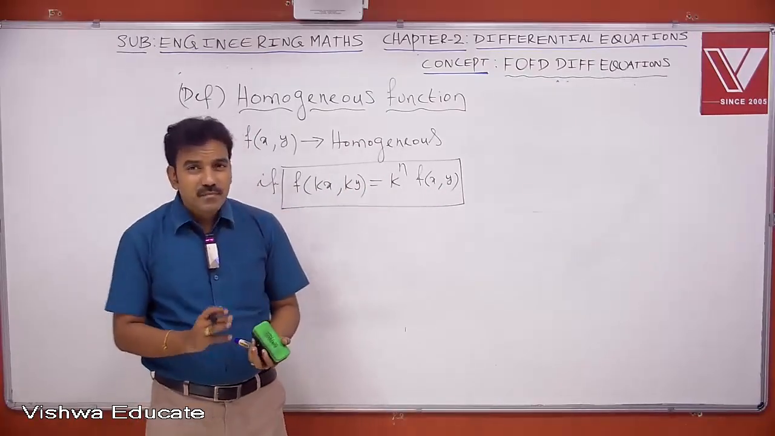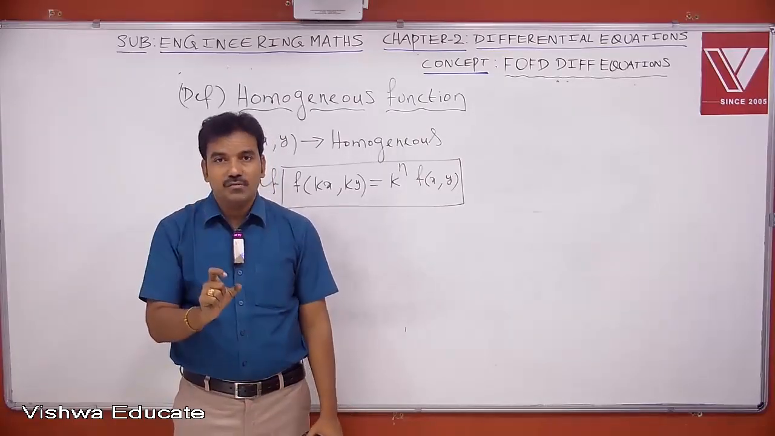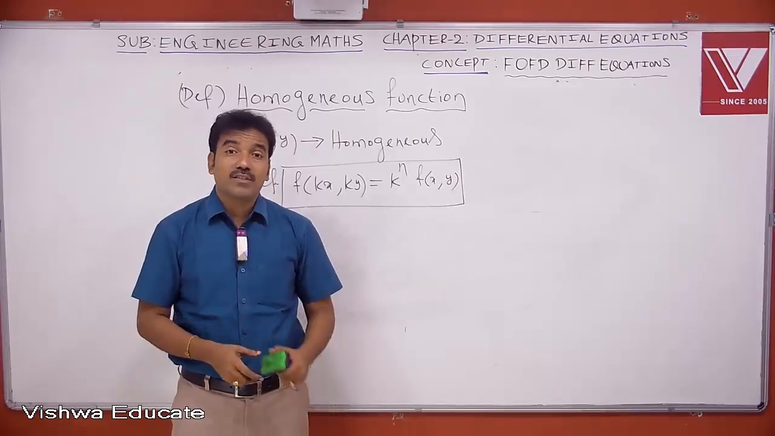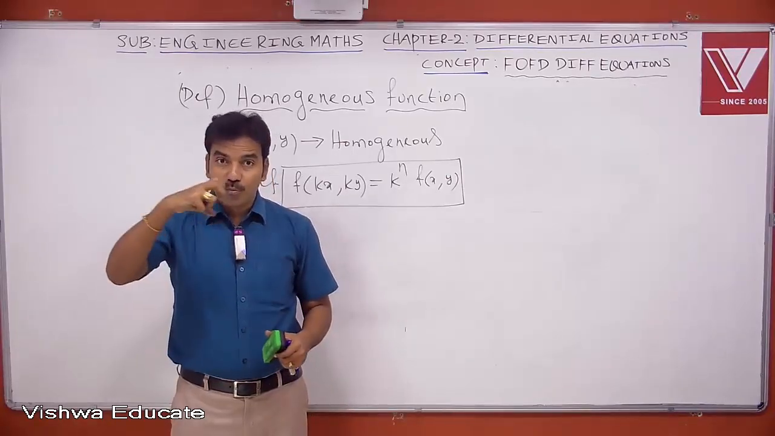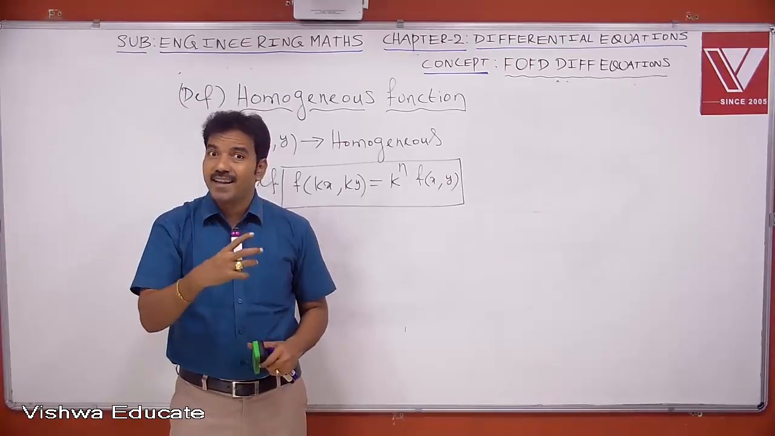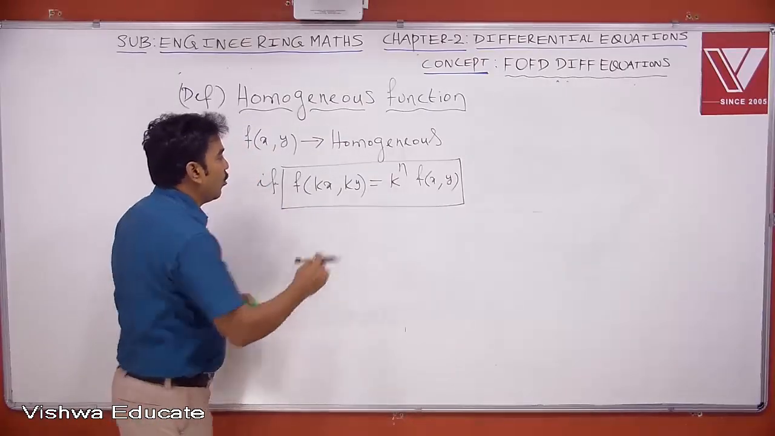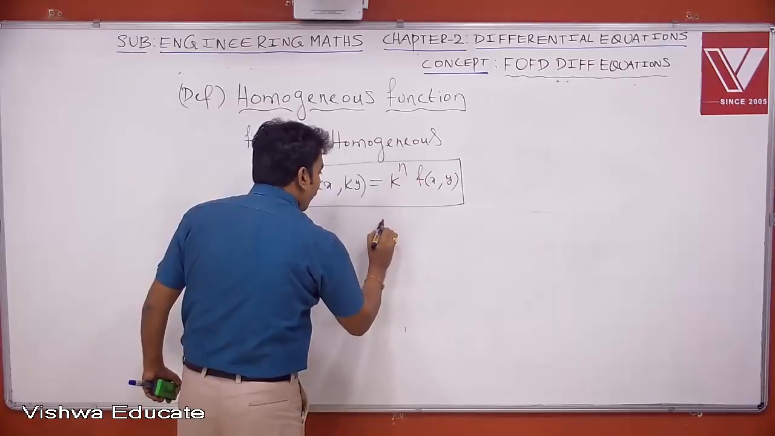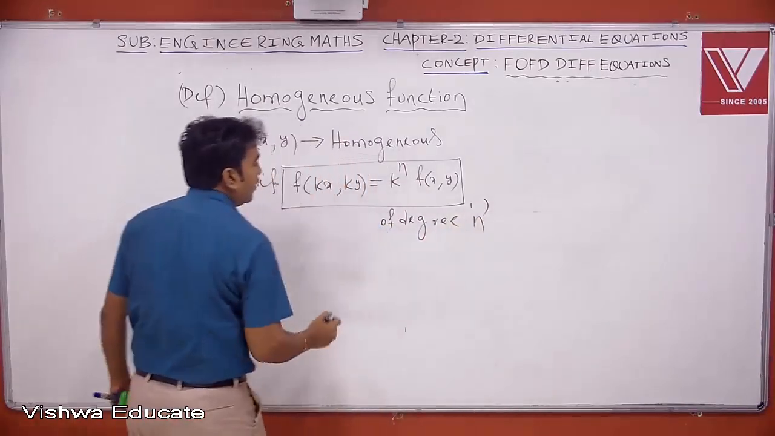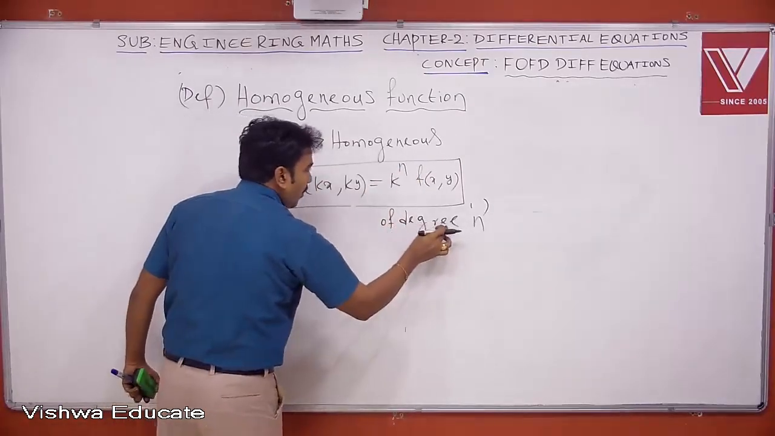Let me tell you why we got the name homogeneous. Generally, homogeneous means the same powers. But to get a homogeneous function, it is not necessary that the powers of x and powers of y are the same. When you group them, the powers of x and y indirectly will be the same. Because of this k power n, we call it a homogeneous function of degree n. So this n is a constant.